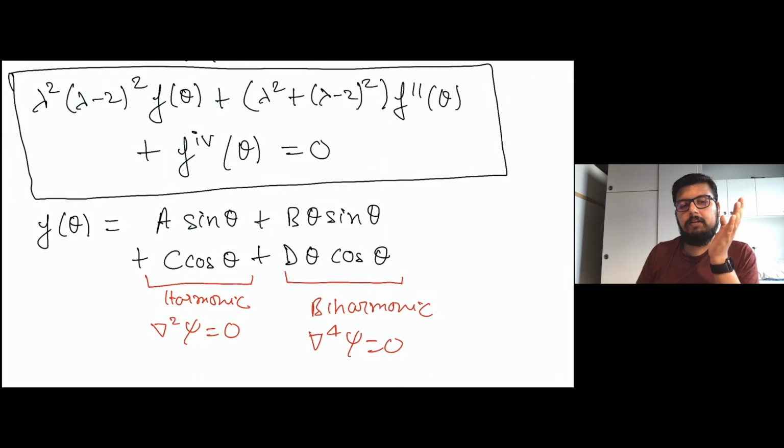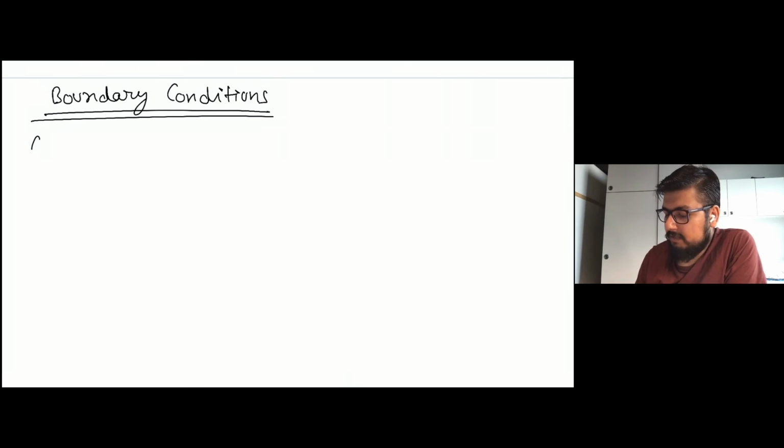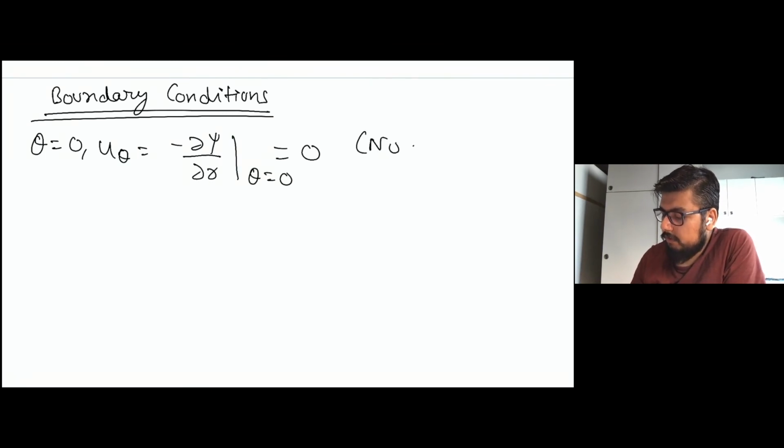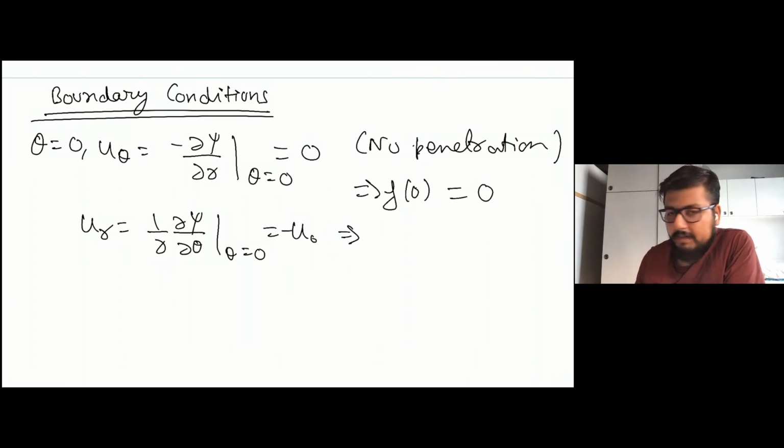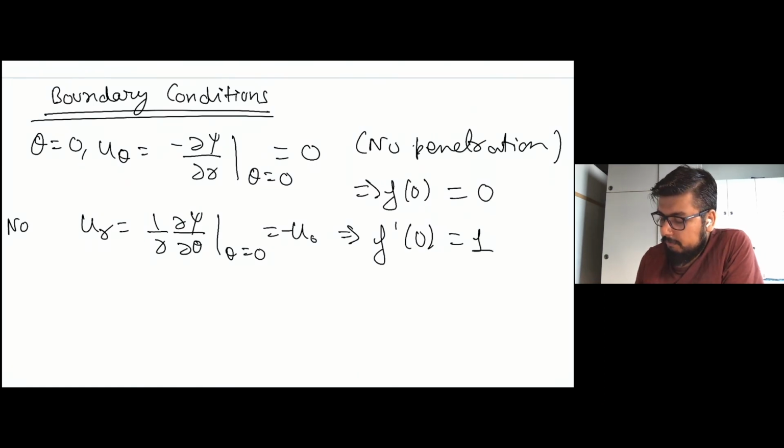In order to get the values of a, b, c, and d, we need to plug in the boundary conditions. For the boundary conditions, what we have is that at theta equal to 0, u theta, which is nothing but minus del psi by del r, is 0. And this is the no penetration boundary condition. So this will translate to the boundary condition for f, which says f0 is equal to 0. Furthermore, at theta equal to 0, ur, which is equal to minus u naught, and continuing from our previous argument, this will give the condition that f prime 0 is equal to 1. This is of course the no slip boundary condition.